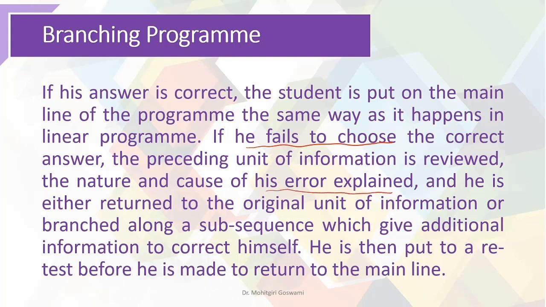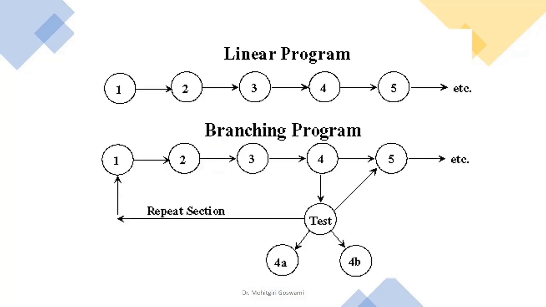So in a branching program, if the student responds correctly, then it will be the same as a linear program. But if he fails to choose the correct answer, then he will be redirected to subframes of the unit. He is then put to a retest before he is made to return to the main line. Let's understand this with an example. We will compare here a linear program with a branching program.